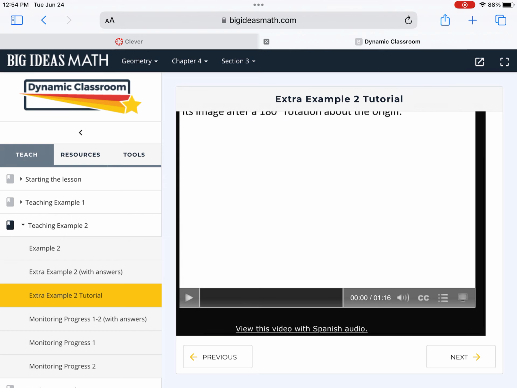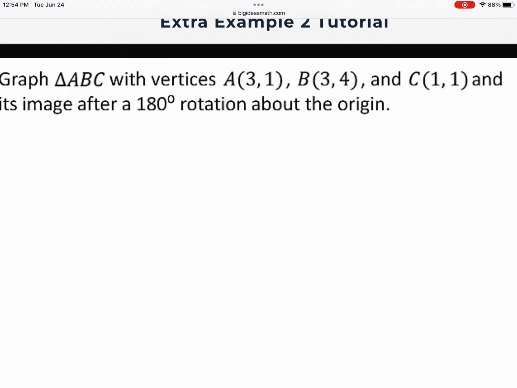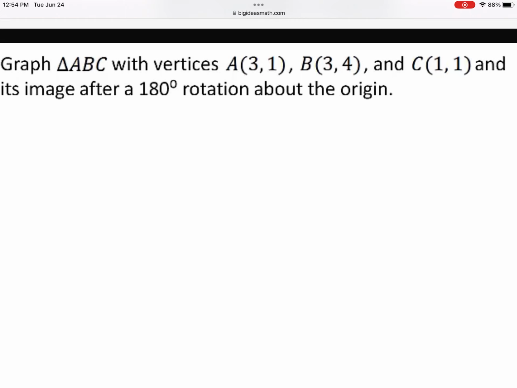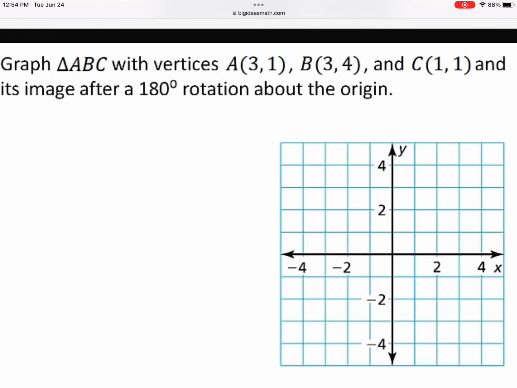Graph triangle ABC with vertices A(3, 1), B(3, 4), and C(1, 1), and its image after a 180-degree rotation about the origin. First, graph triangle ABC with vertices A(3, 1), B(3, 4), and C(1, 1). To find the image of triangle ABC after a 180-degree rotation about the origin, find the image of each vertex A, B, and C after a 180-degree rotation about the origin.